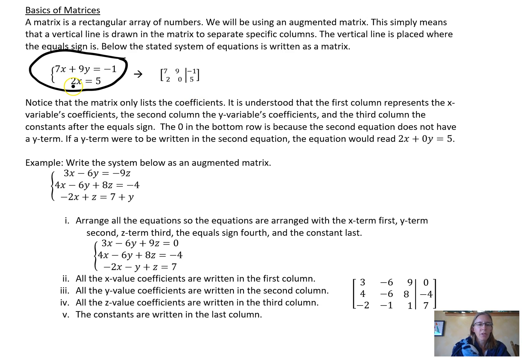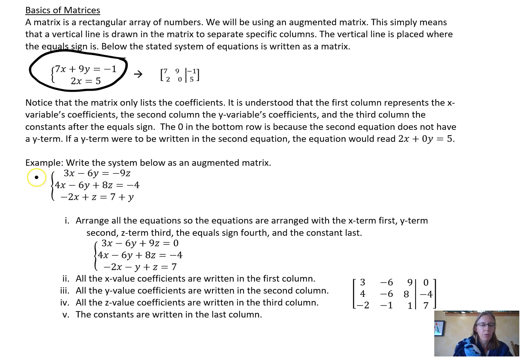Then on the second equation, which reads 2x equals 5, I would notice that there's no y value, or y term, that would be more correct. So I would put a 2 for the x's coefficient and a 0 for the y's coefficient, since there was no y term. And the 5 is on the right-hand side as our constant. So the system of equations that's provided on the left is now written in a matrix form with an augmented line. I'm going to take a look at one other equation down below.